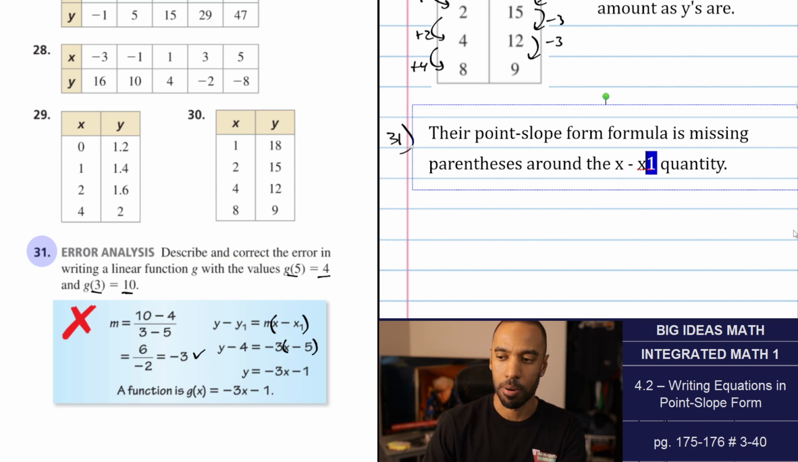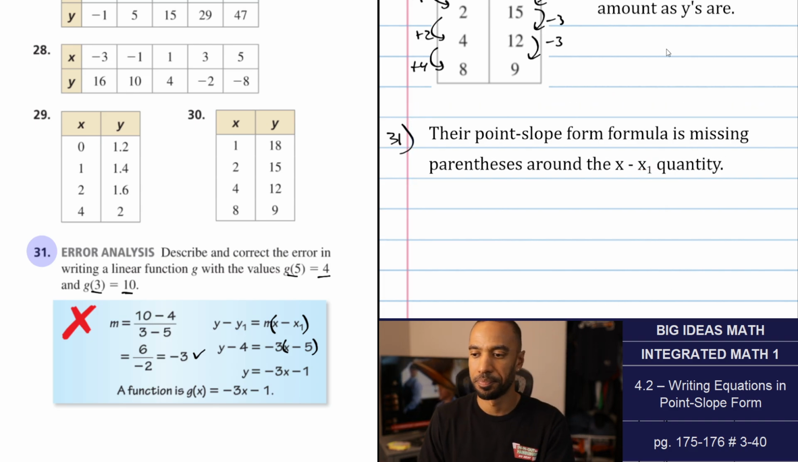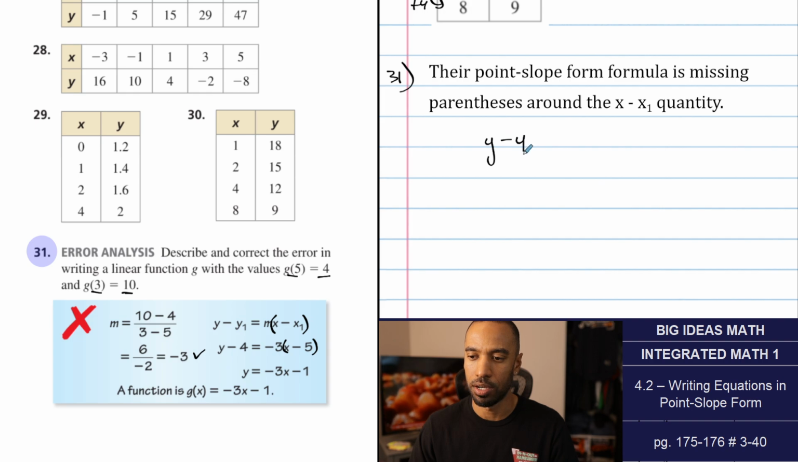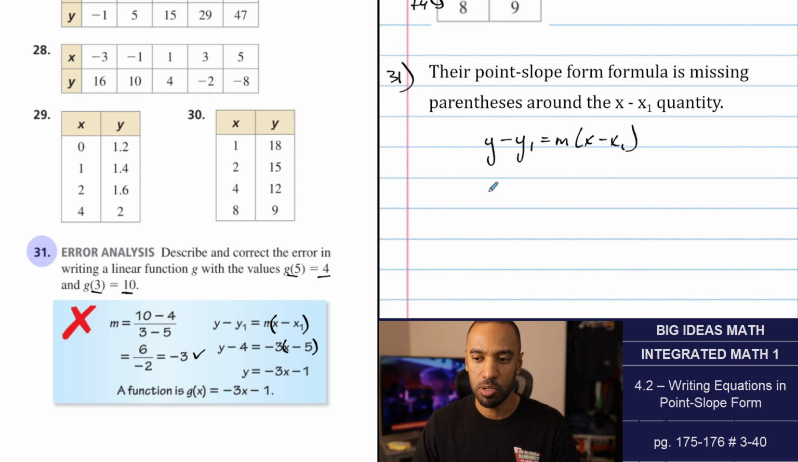And it changes the final part of the answer. The slope is good. The substitution of the values are good. The formula is just wrong. So we should have y minus y1 equals m times the quantity x minus x1. Same numbers as they have, though. We can use that. y minus 4 equals negative 3 times quantity x minus 5.